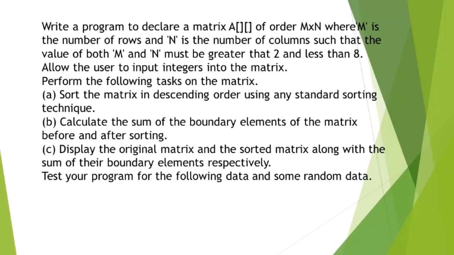There are 3 parts. The first part is to sort the matrix in descending order using any standard sorting technique. Here in this video, we will be using bubble sort. The second part is to calculate the sum of the boundary elements of the matrix before and after sorting. The third part is to display the original matrix and the sorted matrix along with the sum of their boundary elements respectively. Test your program for the following data and some random data.